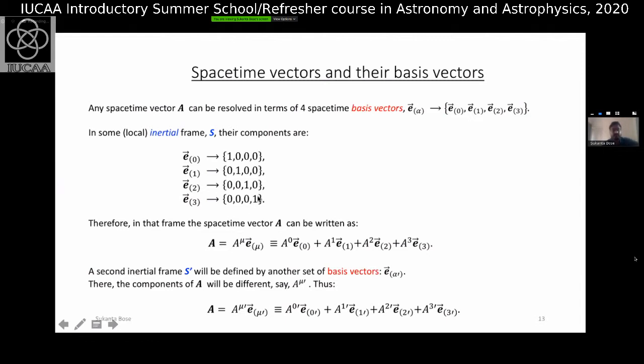Other components are 0. So in the past I was using A as my electromagnetic 4 vector, but now A can be any 4 space-time vector. My 4 vector A can be resolved in terms of these basis vectors very simply like this. Here again, this is the next instance of using the Einstein summation convention.